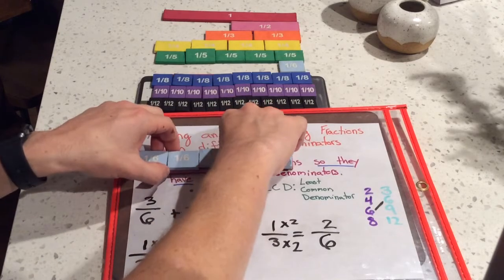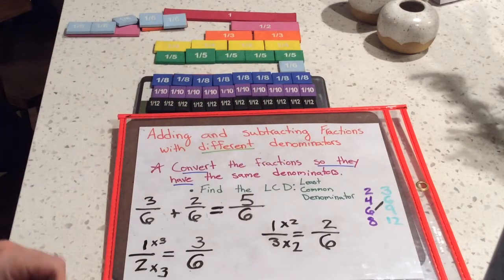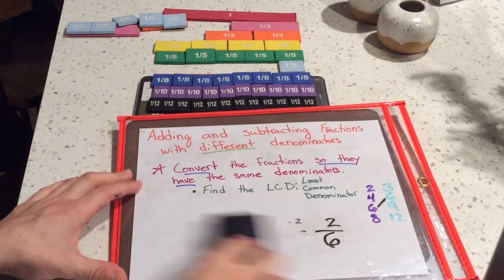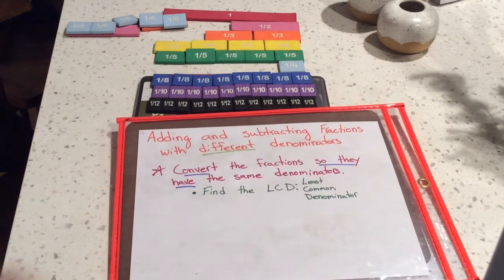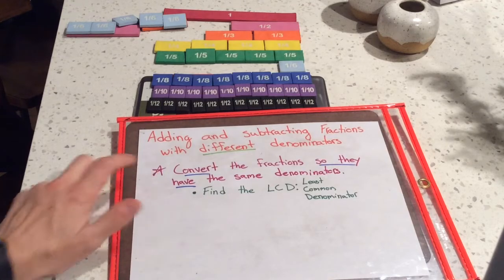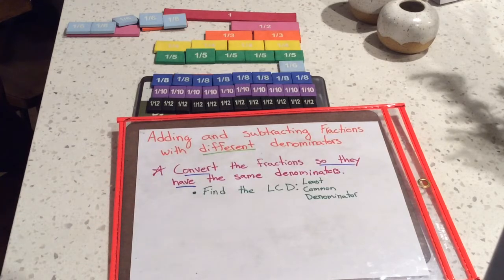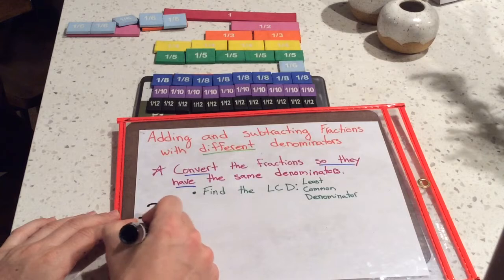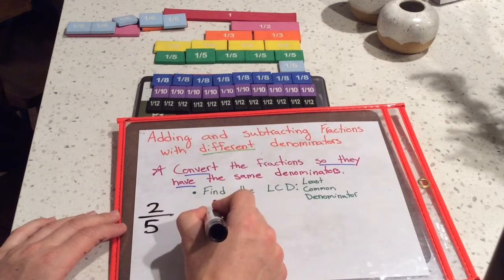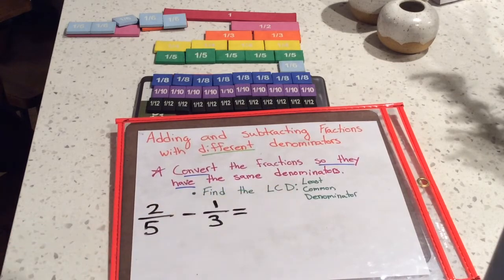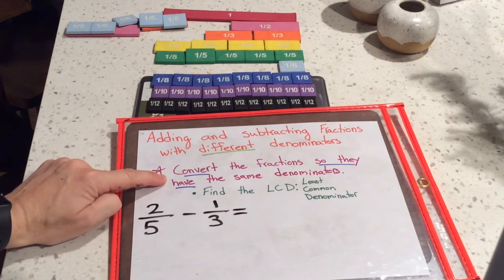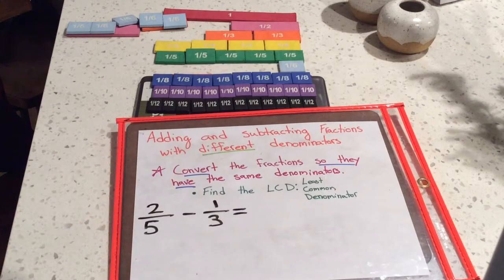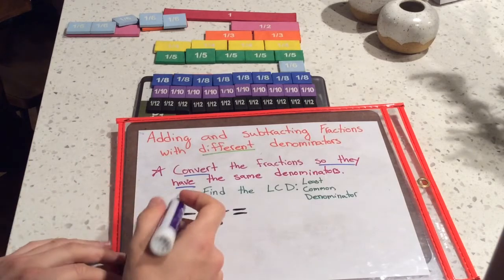Let's take a look at a question that involves subtraction. The process is really, really similar in that we're going to convert our fractions so that they have the same denominator. So for this question, I'm going to be doing 2/5 minus 1/3. I want to convert the fractions so they have the same denominator, and I'm going to use the LCD to help me with that, the least common denominator.